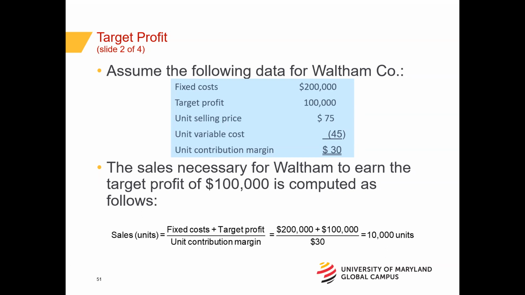So let's find out how many units I need to sell in order to generate a $100,000 profit. We take our fixed costs, 200,000, plus our target profit, 100,000. By the way, that's 300,000 divided by unit contribution margin of $30 per unit equals 10,000 units that I need to sell in order to generate a profit of 100,000. Make sense? Yes? Yes. All right. Thank you, Hannah.